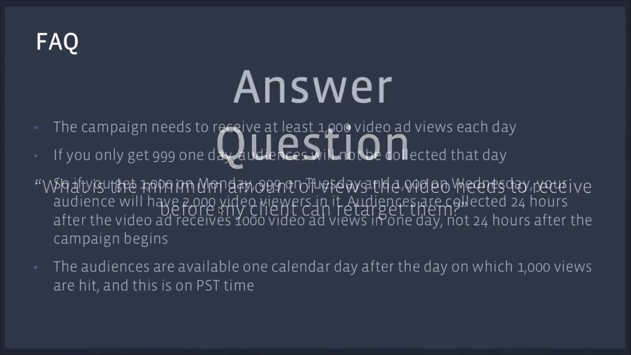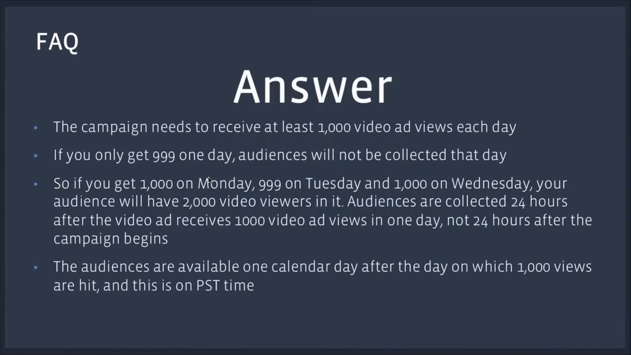The campaign needs at least 1,000 views per day. That's a 24-hour window. If you get 999 per day, the audiences will not be collected. So if, let's say, you had a campaign that runs for 7 days and only six of those days you get over 1,000 views, that means you will not be able to capture the 999 from the last day.